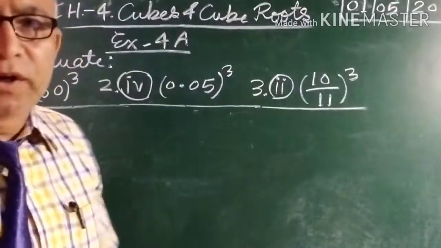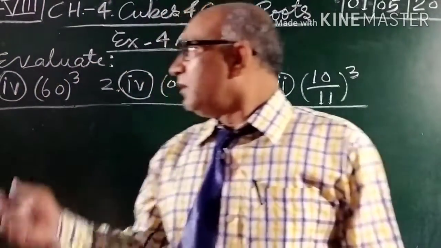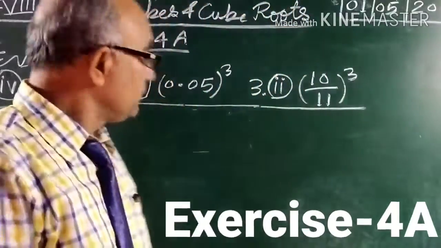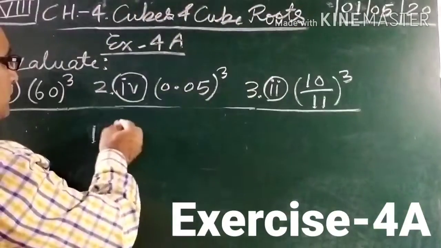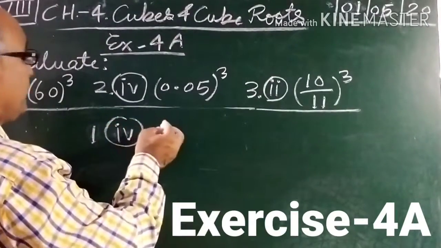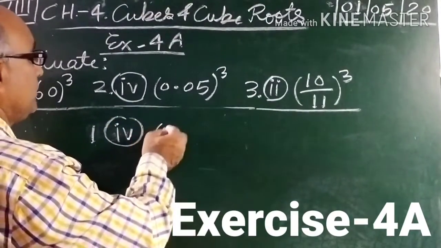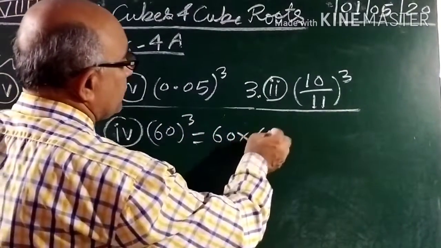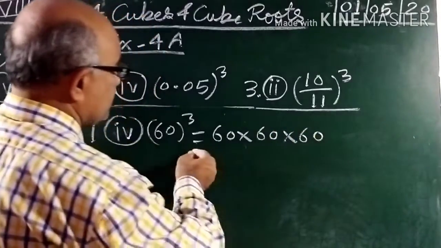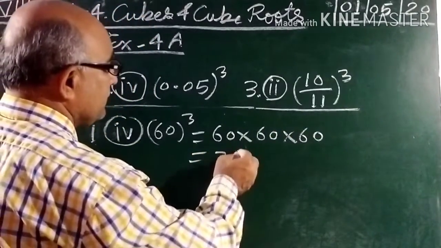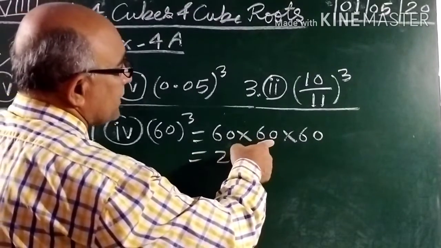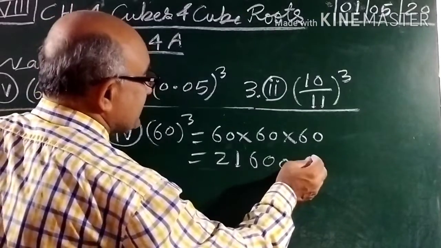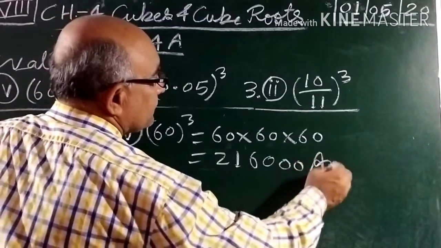Now some important questions, write them on this board. Exercise 4A, question number 1 of 4. 0 is left. So 60 cube equals 60 into 60 into 60. So 216, then the first 0, second 0 and third 0. 21,600 will be the answer.